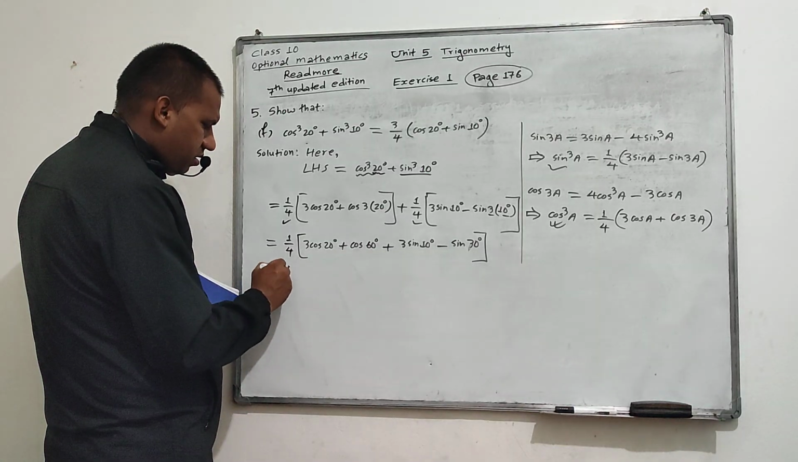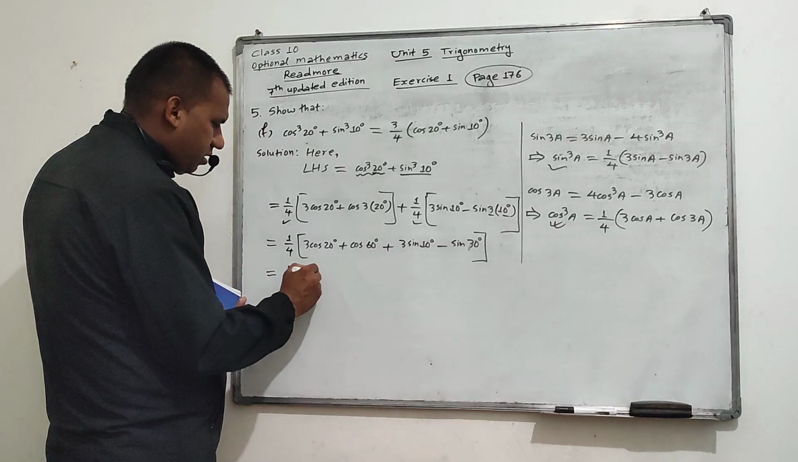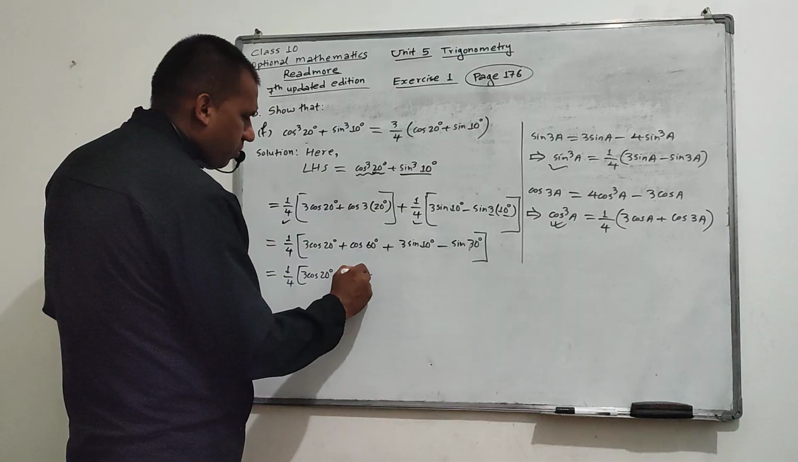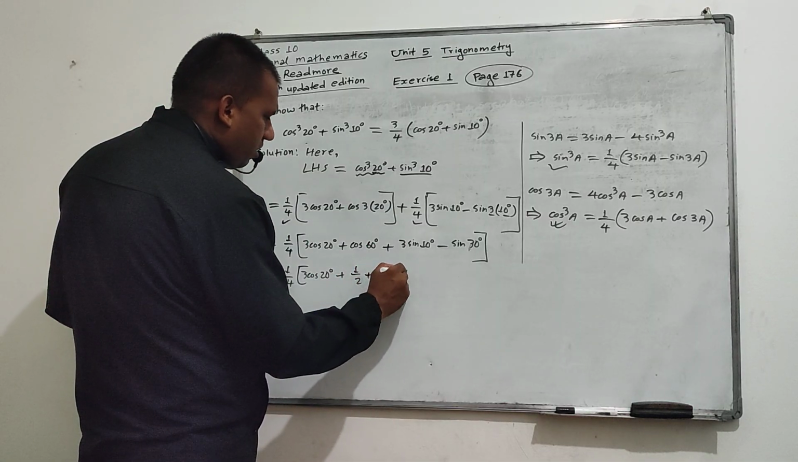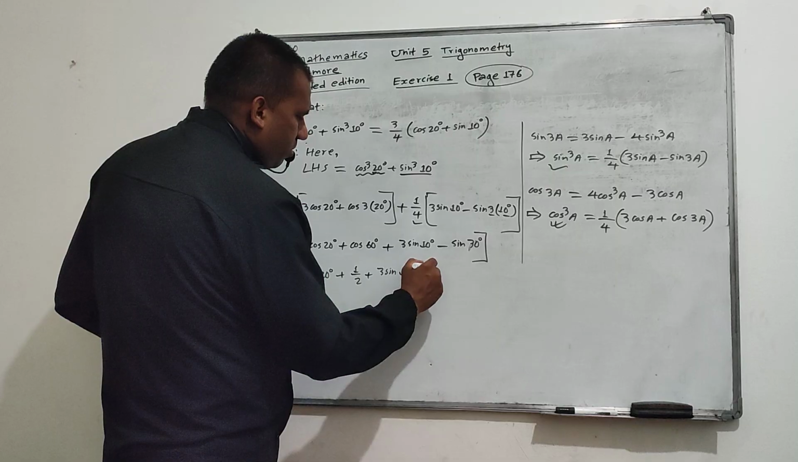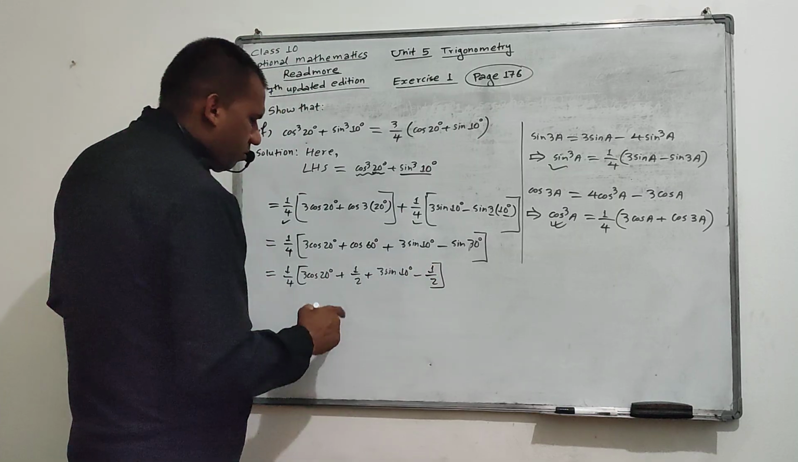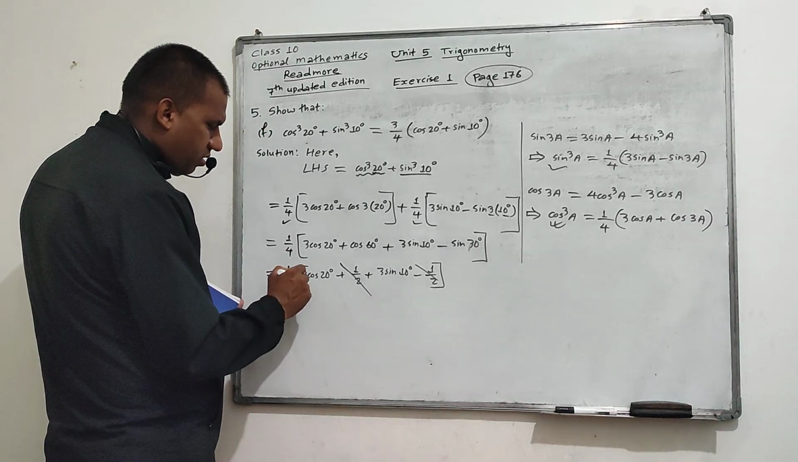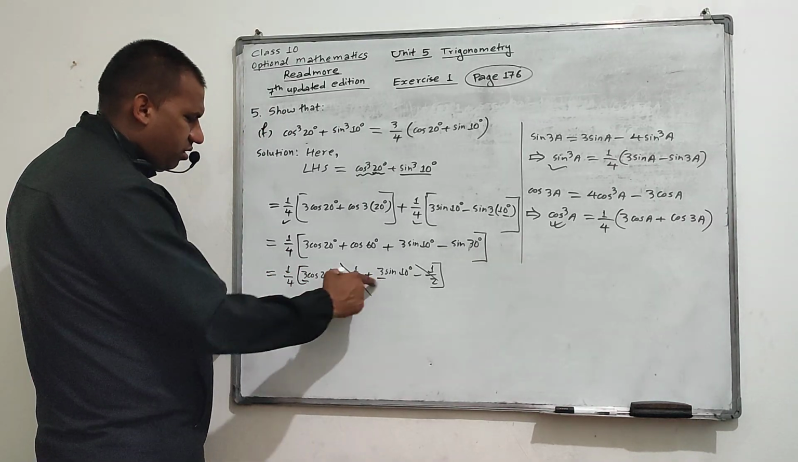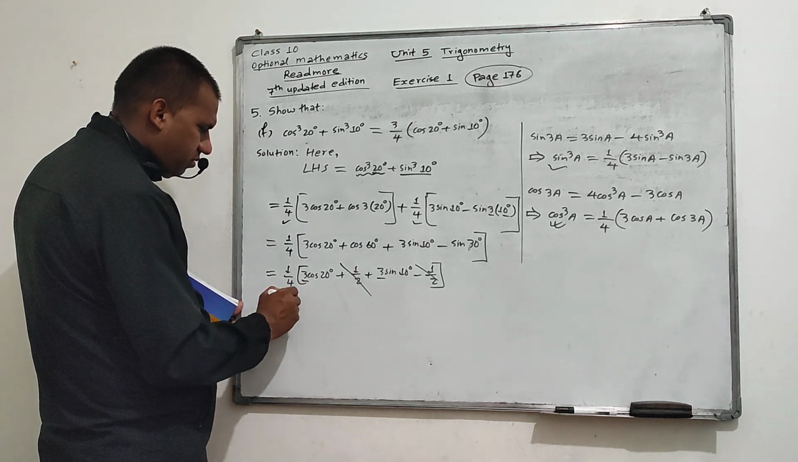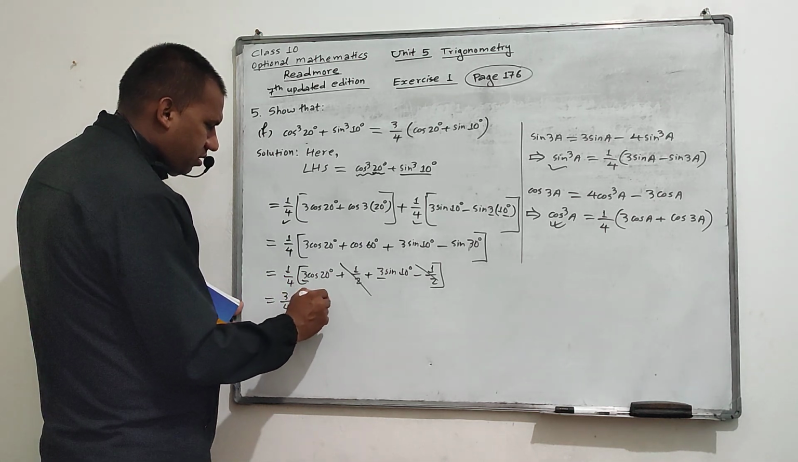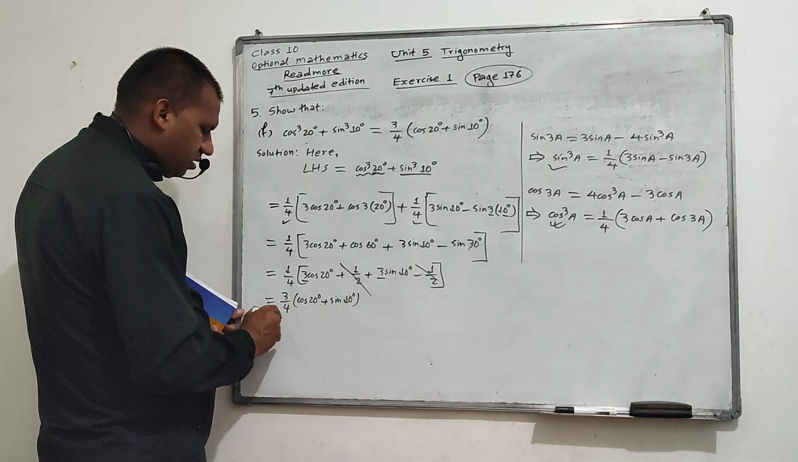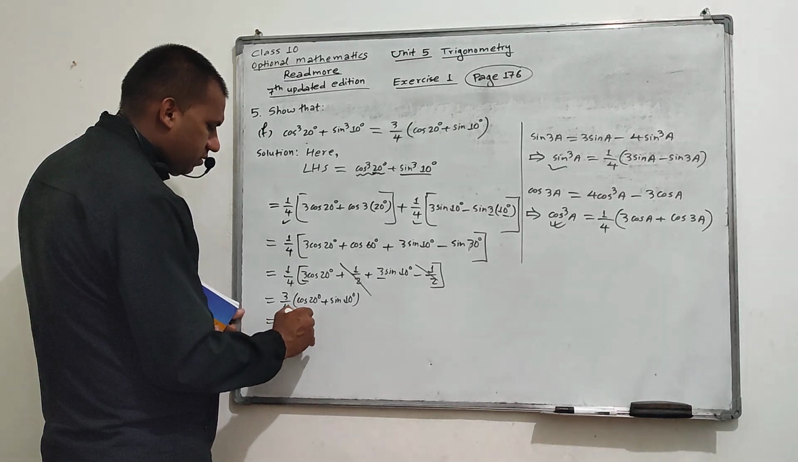This equals 1 by 4 times 3 cos 20, cos 60 value of cos 60 is 1 by 2, plus 3 sin 10 minus sin 30, value of sin 30 is also 1 by 2. Plus 1 by 2 minus 1 by 2 cancel out, remaining 1 by 4, here 3 common, so 1 by 4 into 3, 3 by 4, remaining cos 20 plus sin 10 degree, which is the RHS. So that is proved.